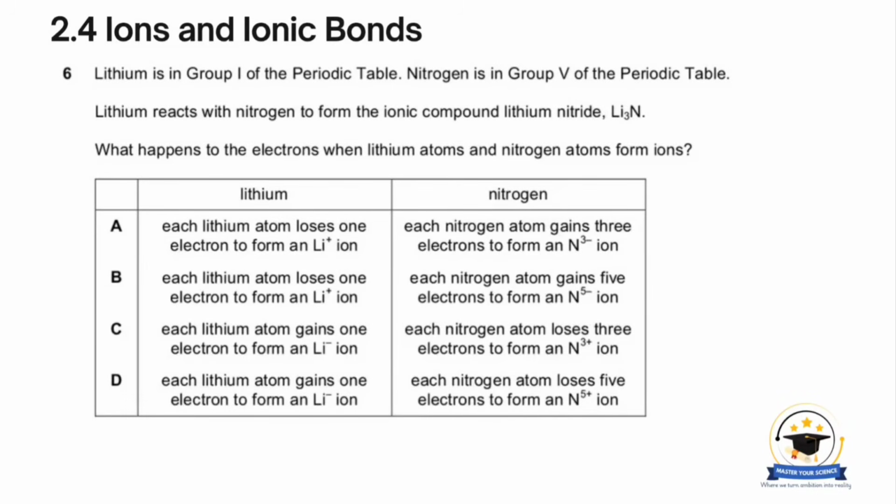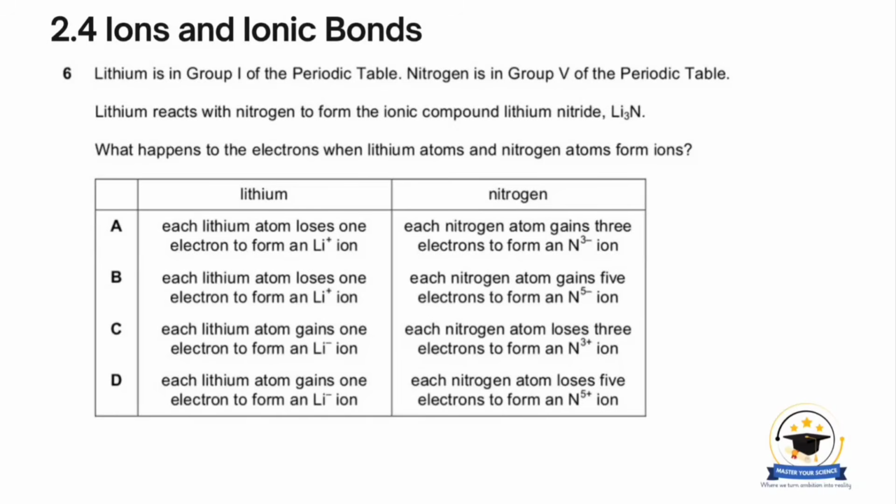This question says lithium is in group 1 of the periodic table, nitrogen is in group 5 of the periodic table. Lithium reacts with nitrogen to form the ionic compound lithium nitride. What happens to the electrons when lithium atoms and nitrogen atoms form ions?